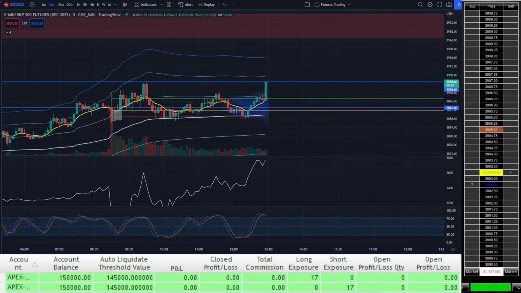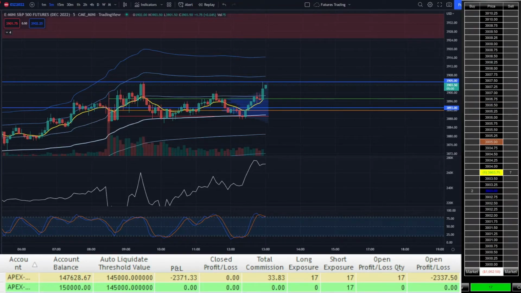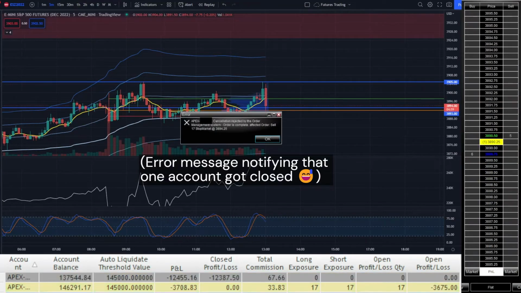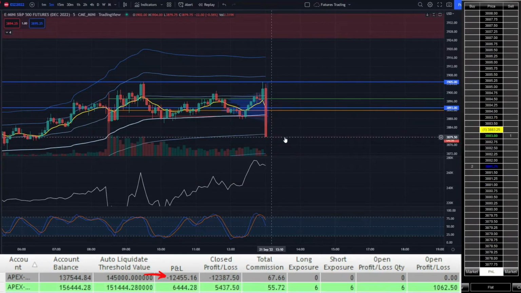Unfortunately, seconds before the minutes release, price pumps up just enough to trigger my buy stops, and I enter the long position. When the minutes do get released, the immediate reaction was a massive drop, so my account with the buys fell below the liquidation threshold and got closed.